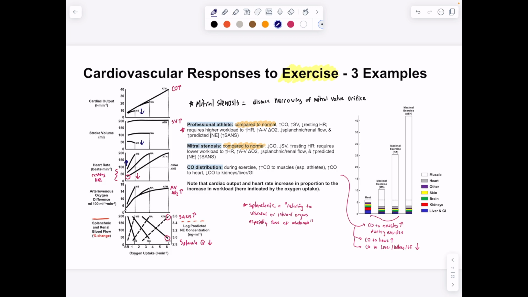All right, and then what's going on if we are dealing with somebody who is maybe a little bit healthier than normal versus somebody who has mitral stenosis, which is a disease narrowing of the mitral valve orifice. For a professional athlete, we're given this diagram. Basically, compared to normal, when they exercise, their cardiac output increases.